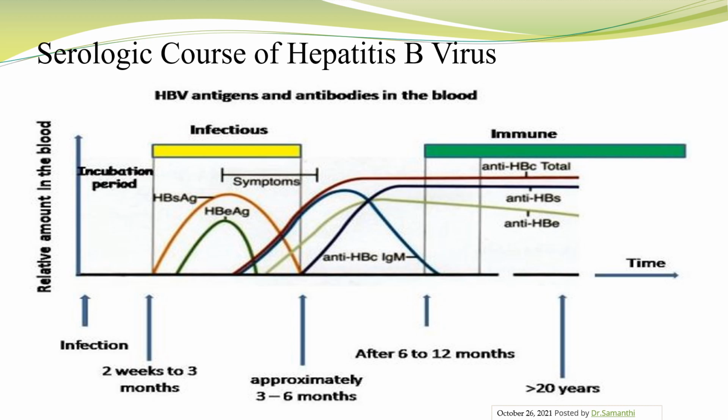As we see here, we have HBe antigen between 1 to 3 months of the disease. It means the patient is so infectious. And after HBe antigen comes down, anti-HBe is going up, and it means the patient is no longer infectious.